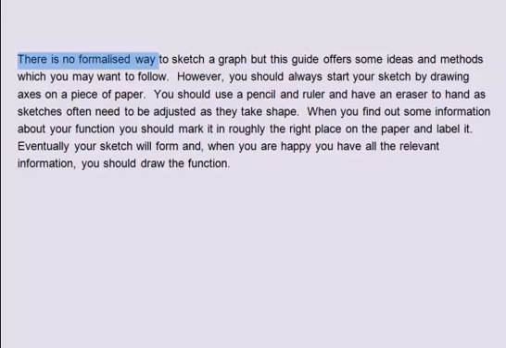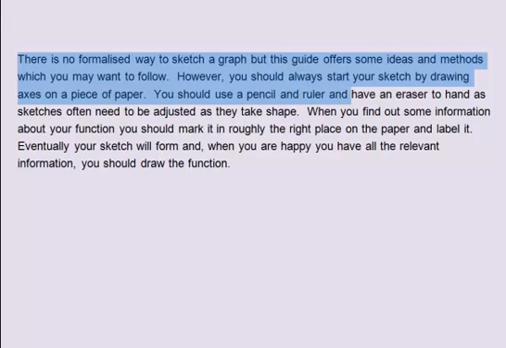There is no formalised way to sketch a graph, but this guide offers some ideas and methods which you may want to follow. However, you should always start your sketch by drawing axes on a piece of paper. You should use a pencil and ruler and have an eraser to hand, as sketches often need to be adjusted as they take shape. When you find out some information about your function, you should mark it in roughly the right place on the paper and label it.